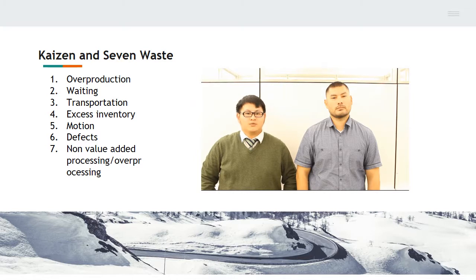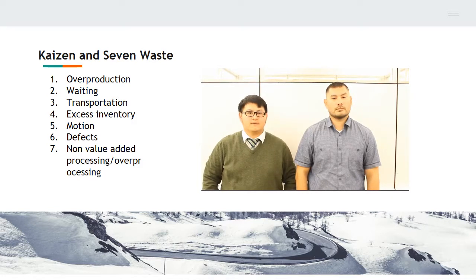3. Transportation. The unnecessary relocation of materials which will only create costs for the company. An example of this would include movements from delivery to storage, then onward to production. With constant movements of materials, monetary events can occur, therefore creating costs for the company. 4. Excess inventory. Unnecessary, excessive materials that are not required for orders.